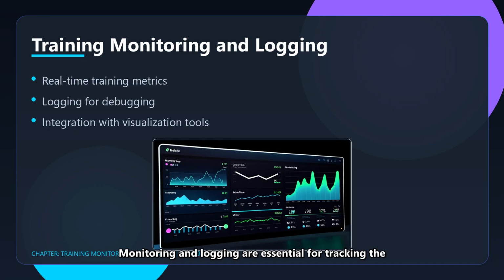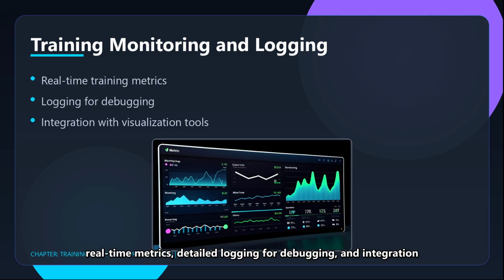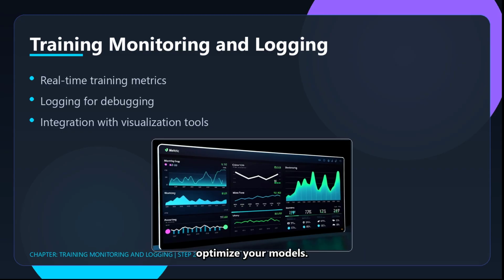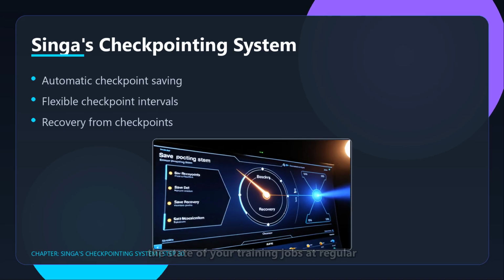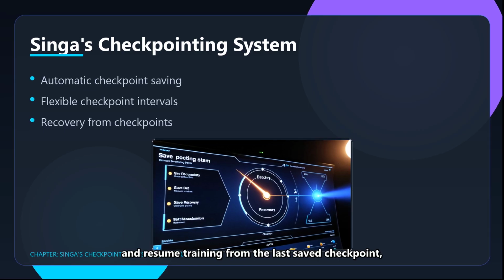Monitoring and logging are essential for tracking the progress of your training jobs. Apache Singa provides real-time metrics, detailed logging for debugging, and integration with visualization tools to help you understand and optimize your models. The checkpointing system in Apache Singa automatically saves the state of your training jobs at regular intervals. This allows you to recover from failures and resume training from the last saved checkpoint, ensuring that your progress is never lost.